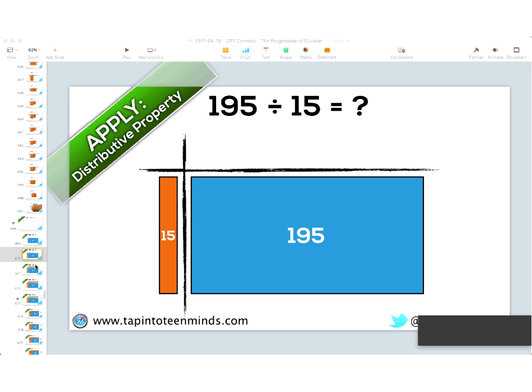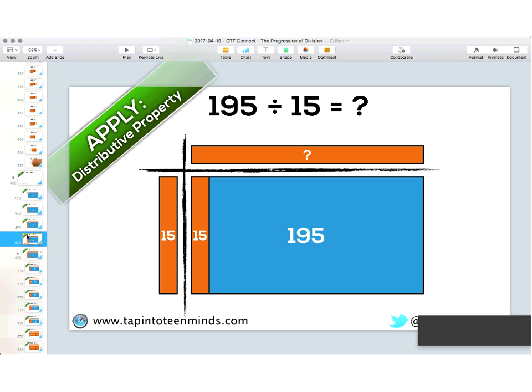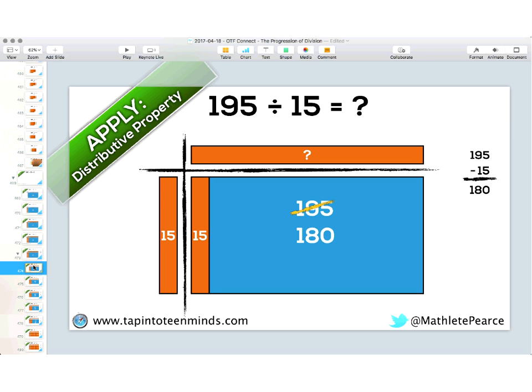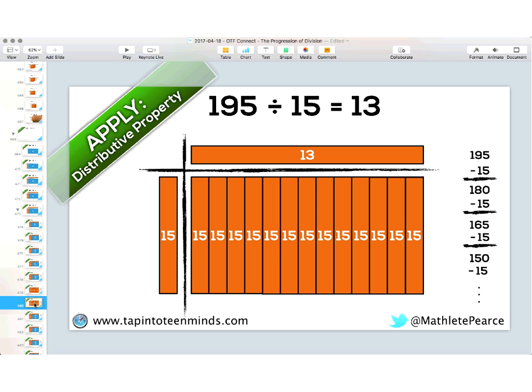Here's how some students might go about this. Some students might start taking away 15 at a time, right? They might go ahead and subtract 15 and end up with 180 left, and they just continually, repeatedly subtract, right? It's going to take a while, but it'll get there. And they're going to end up with something like this. It'll take a long time, but they end up with 13 15s.